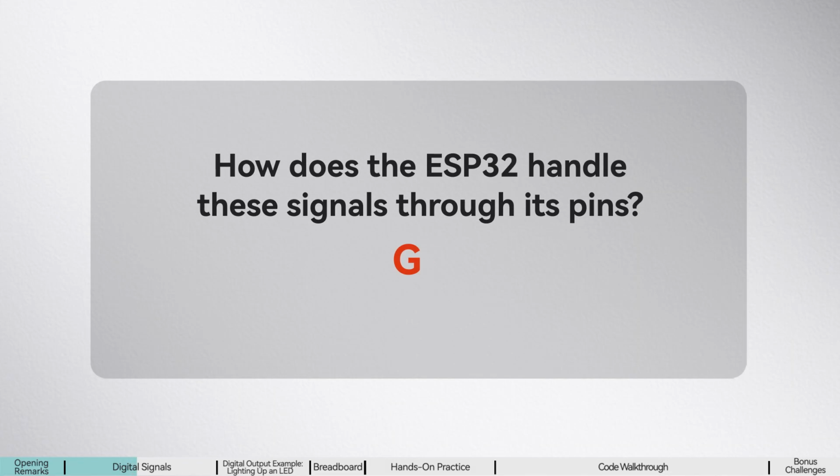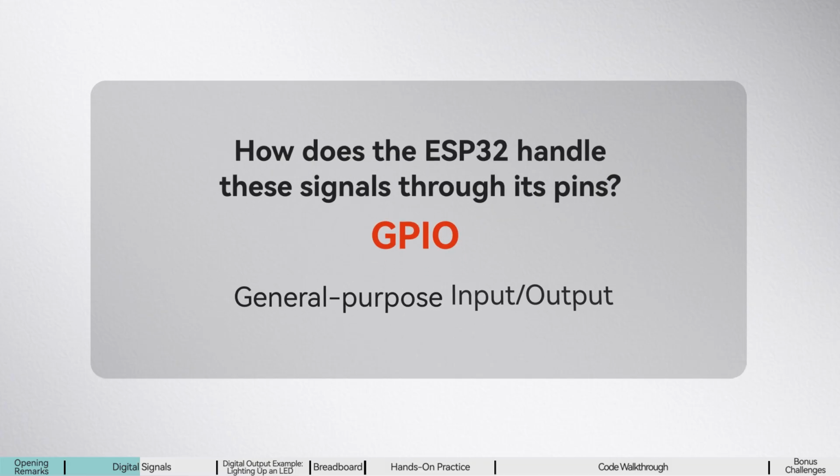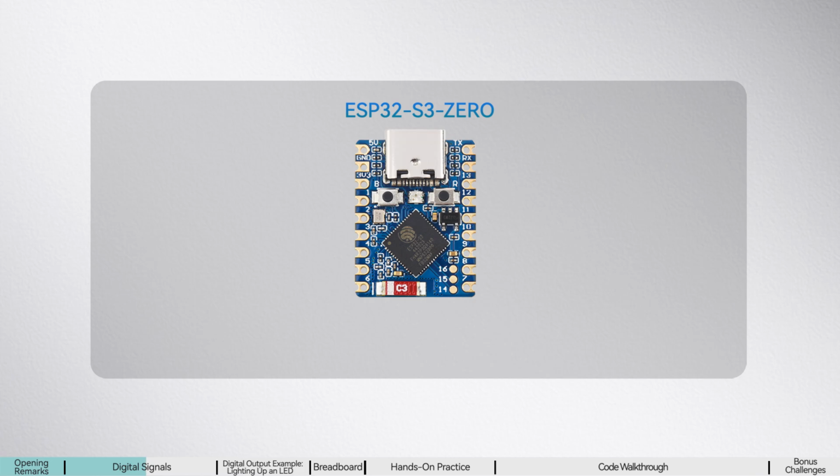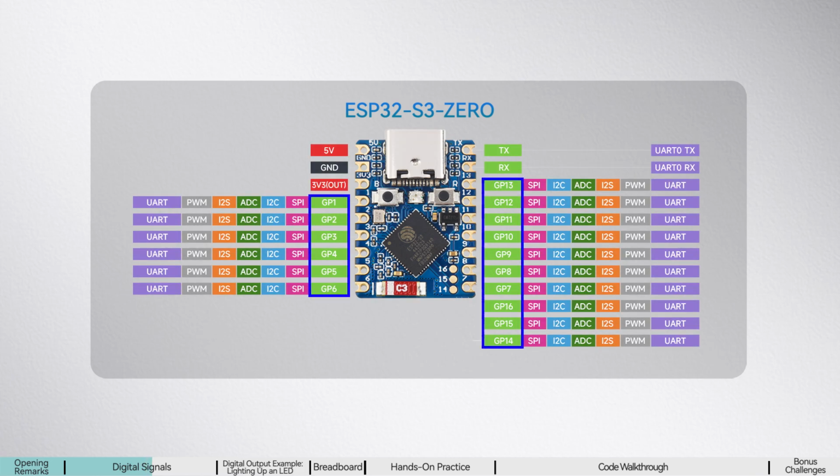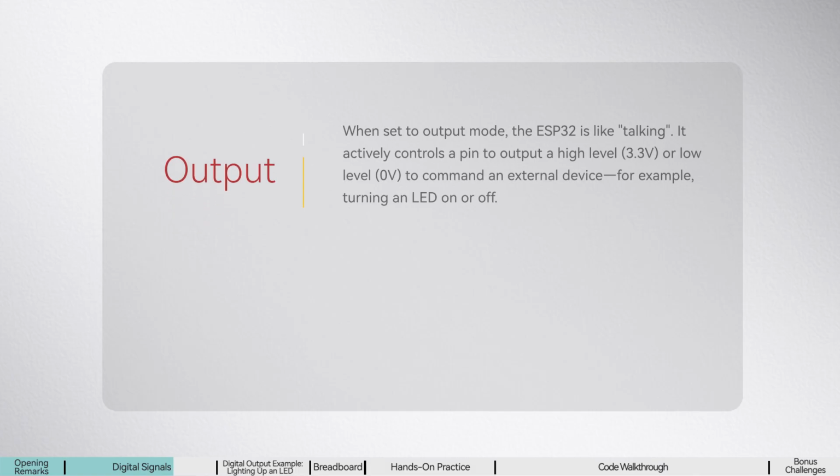The answer is GPIO. GPIO stands for General Purpose Input-Output Pins. On the ESP32 S3 development board in your hand, the numbered pins along the edge are GPIO pins. They serve as the bridge for the ESP32 to interact with the external world. Regarding digital signals, you can consider almost any pin on the ESP32 as a digital pin capable of handling digital signals. As a digital pin, it operates in two modes.